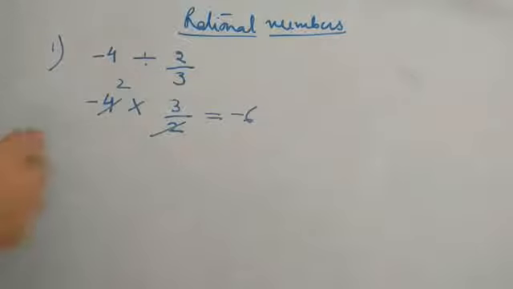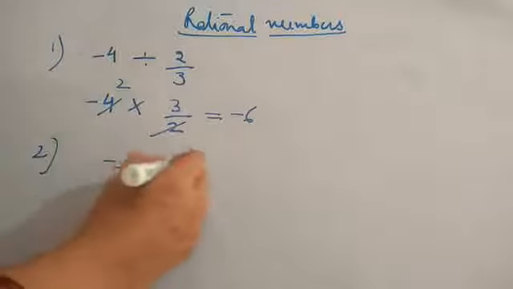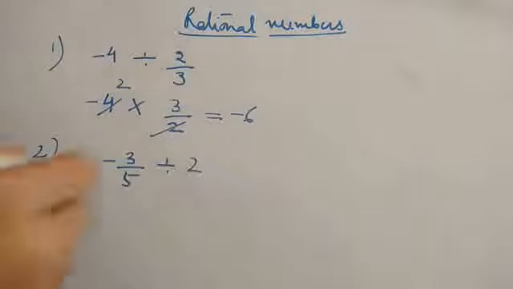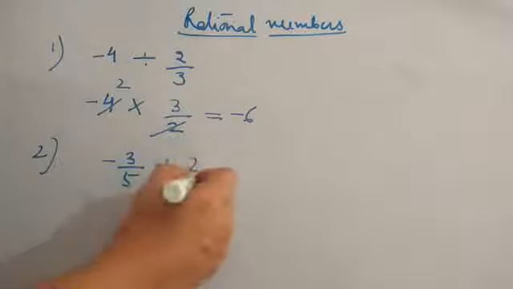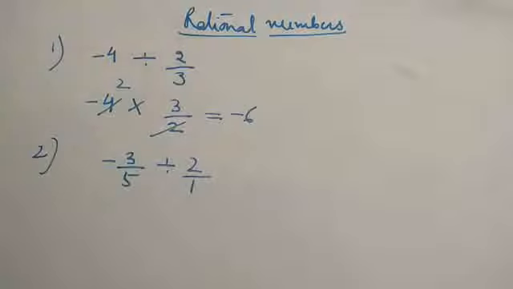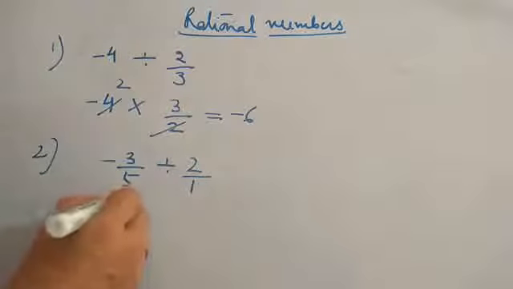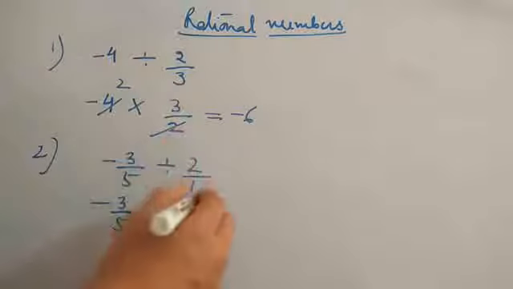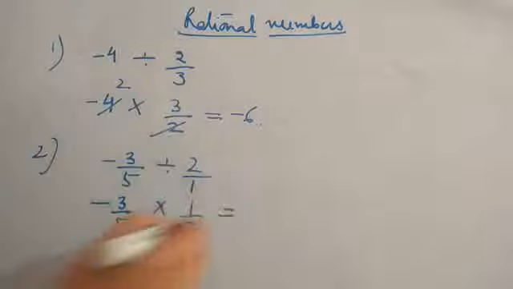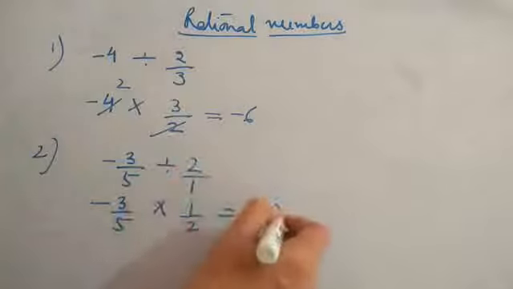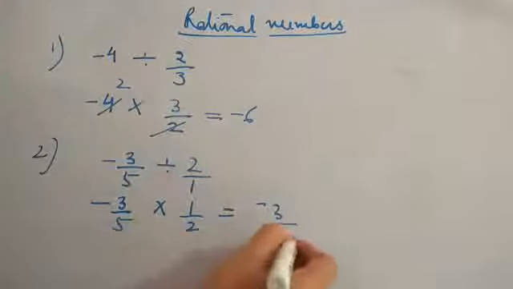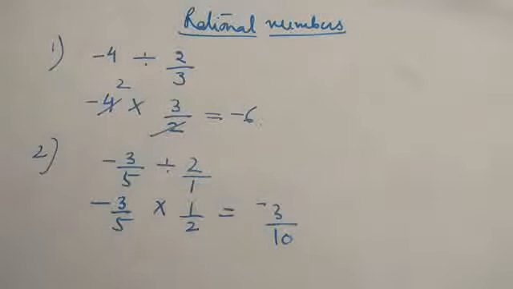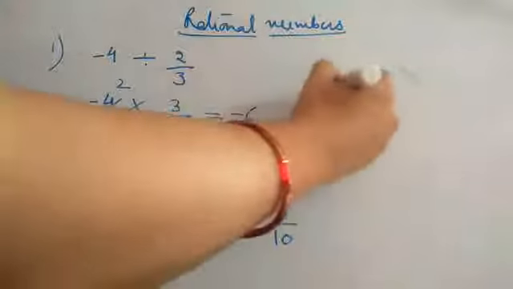Okay. Again the next example, see, suppose minus 3 by 5 divided by 2. Now, when the number is written alone, what do we do? We make the denominator as 1. Okay. First number as it is. Division changed into multiplication and the second number is reciprocated. Okay. Numerator into numerator, minus 3 and denominator into denominator is 10. This is how we do. Right. One more example. The third one.